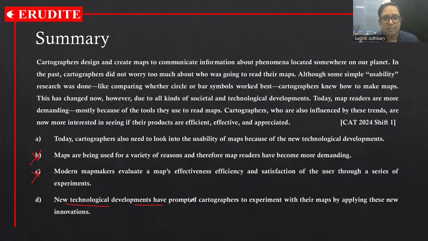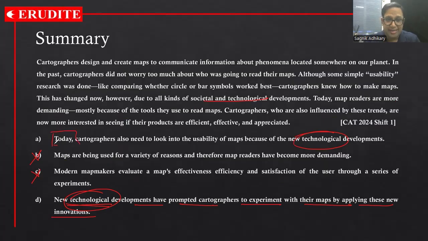New technological developments, same problem, technological, does not say societal, have prompted cartographers to experiment with their maps by applying these new innovations. Again, full of distortions. We see here, first off, technological does not fix the problem that we had here. The past also has not been mentioned here. It is only that there is a change. So from the change, we have to infer the past. The past is subsumed in the argument of change.